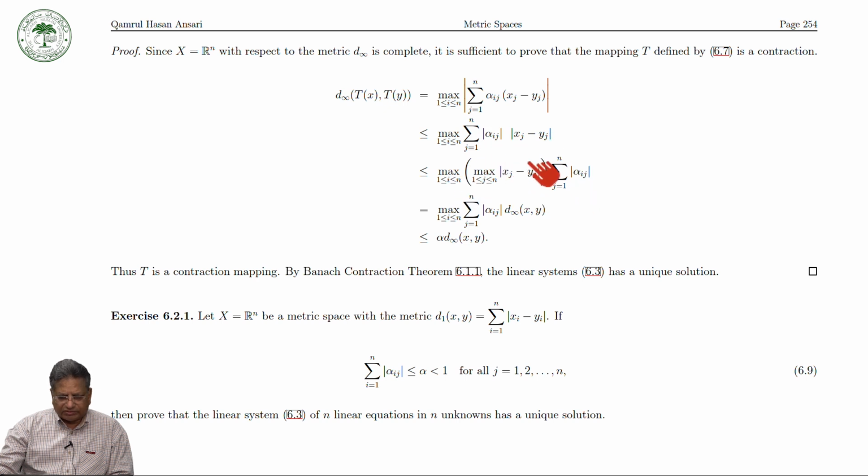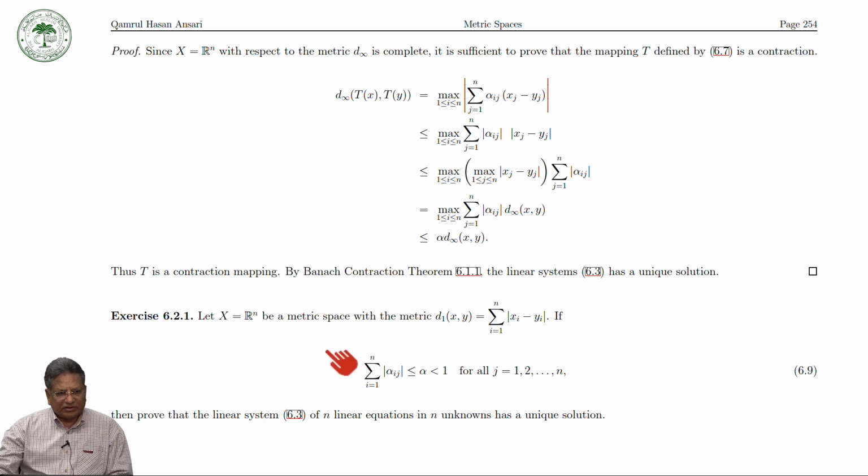But what is this? This is nothing but our d(x, y). We have proved that the maximum of this is less than alpha. So this is less than or equal to alpha, where alpha is less than 1, and therefore T is a contraction map. And so by the Banach contraction theorem, the system of linear equations has a unique solution.